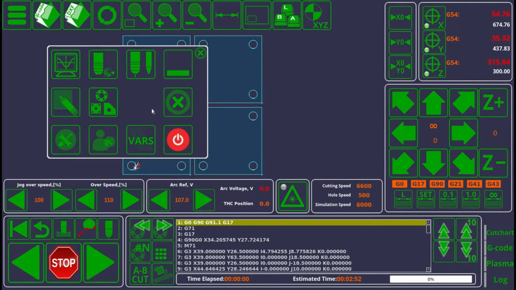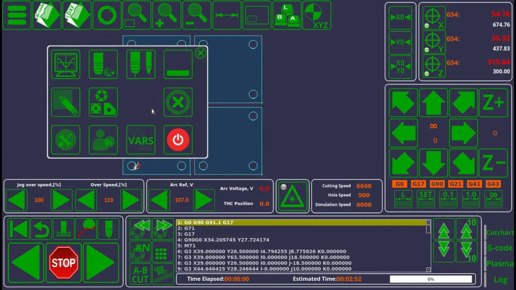So the M14 and M15 pair will turn the THC system off and on, respectively, and it will be utilizing the cut chart's values. The M50 and M51, on the other hand, will also turn the system off and on, however they will be using the measured value.